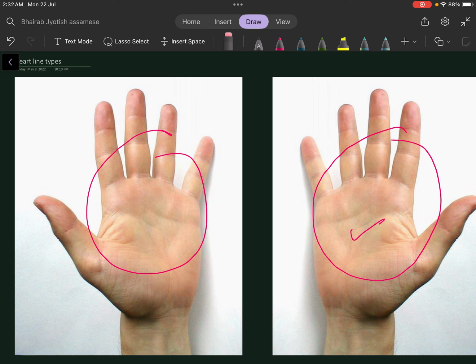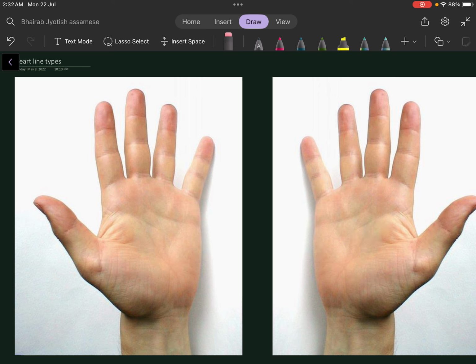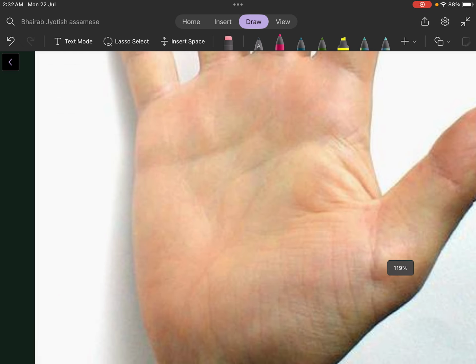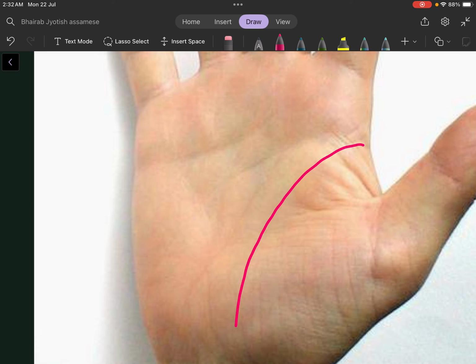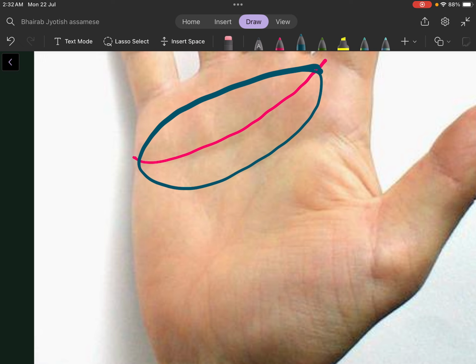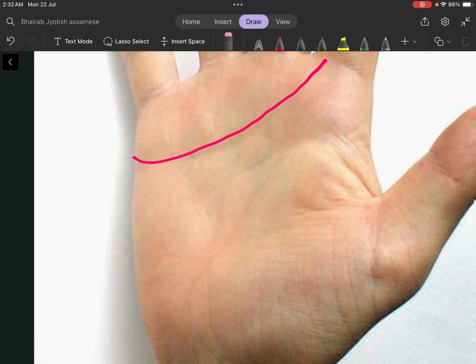I will not explain much more about these two hands or different types of hands, but we will directly come to our heart lines. So let me zoom in here. On this hand we have three major lines. This is the lifeline, this is the heart line, and we have a mind line here. I will consider today this first line, which is the heart line. So what are the different types of heart line?